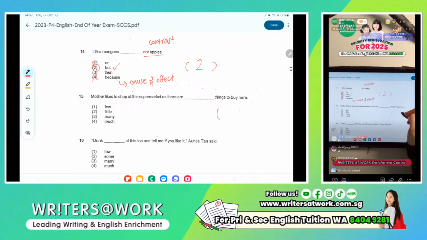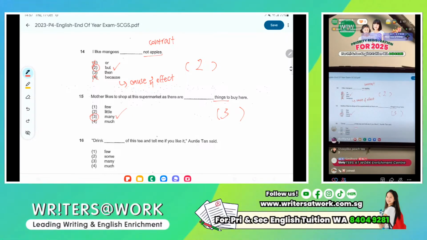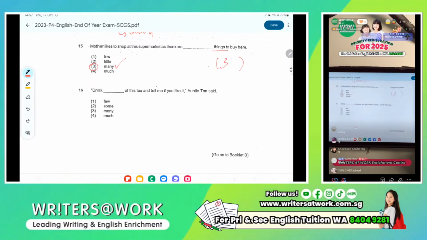Question 15. Mother likes to shop at this supermarket as there are blank things to buy here. Things, so is this a countable or an uncountable thing? Many. Number 3 is correct. All of you are correct. Don't fall into the trap. It is countable, so we use many.